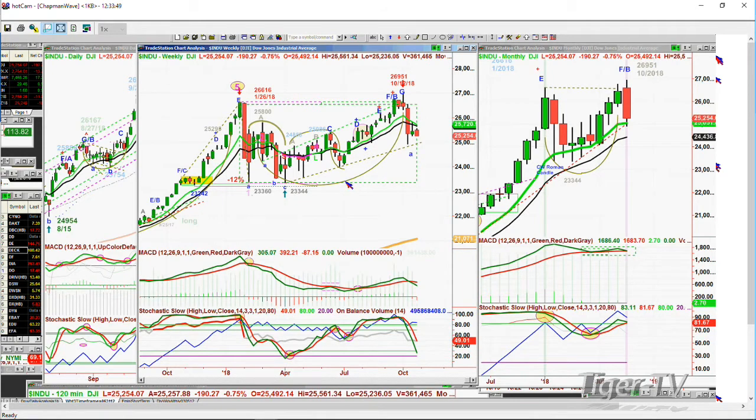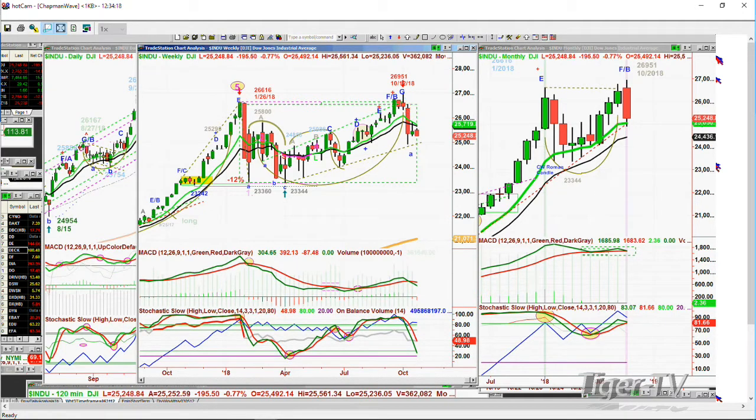23,344, then rallying to a point where the 9-period moving average and the 14-period moving average kept becoming very strong support levels for a rally towards, in the rectangle formation, close to, exactly on, or just above the all-time high. That's what we call the flagpole, going to 26,616. We're into 26,951. That's not just a hair. It's quite a bit over.